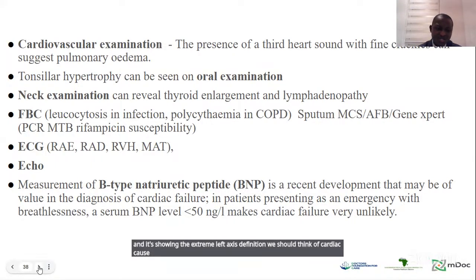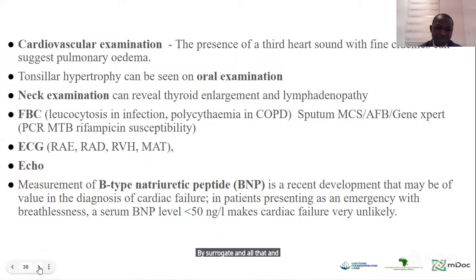Of course, echo will show us the chambers of the heart, whether they are dilated, the systolic function, and whether there is mitral stenosis. It can even measure the filling pressure by surrogate and all that. And that will really help to make up our mind as to the source of this wheezing.